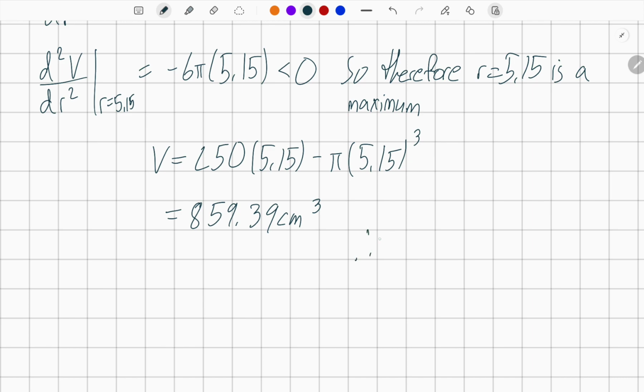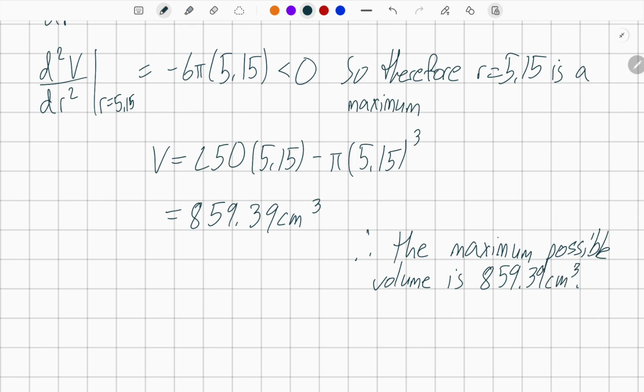Therefore, the maximum possible volume is 859.39 centimeters cubed.